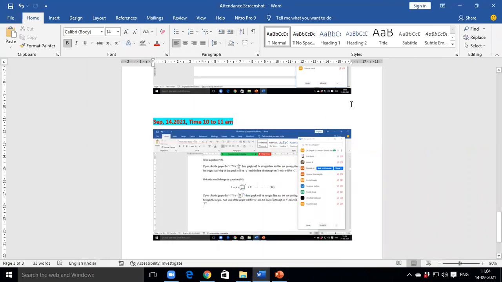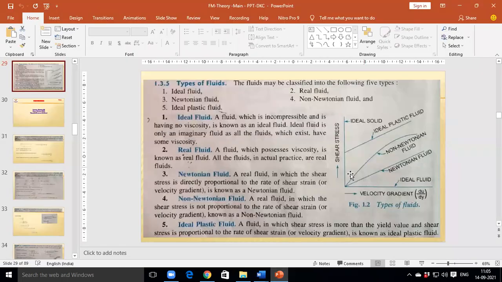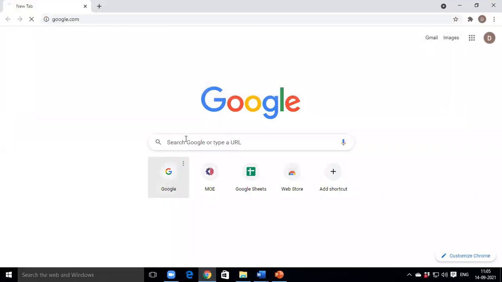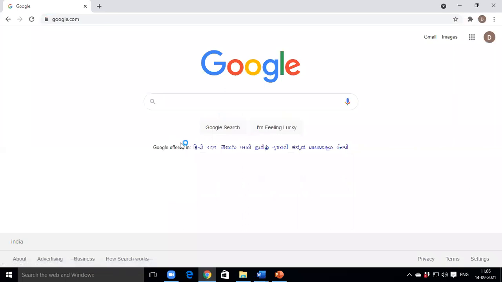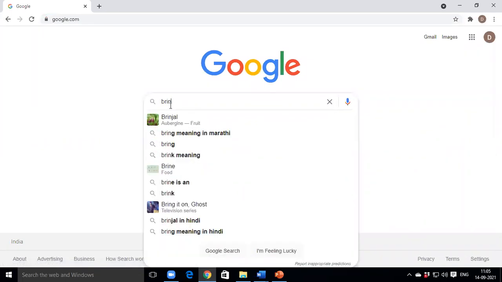Aniket, Lalit, anyone? Tell me. Ideal fluid, real fluid, Newtonian fluid, non-Newtonian fluid, and ideal plastic fluid. One fluid is not mentioned here, but I told you what that fluid is: Bingham plastic fluid.